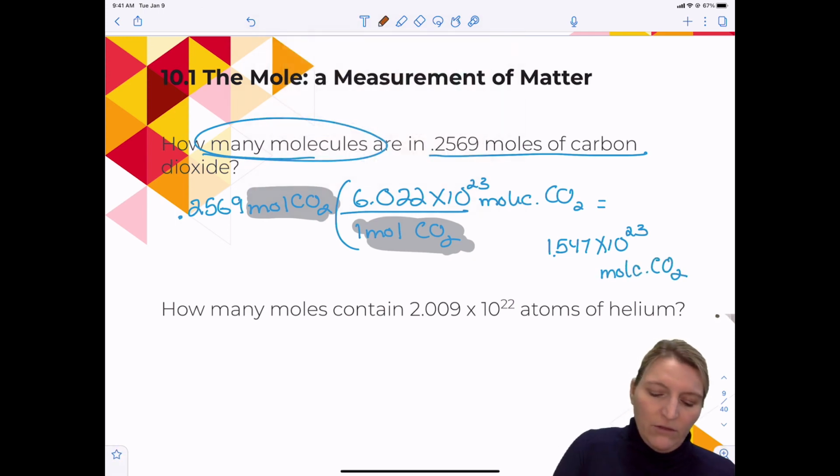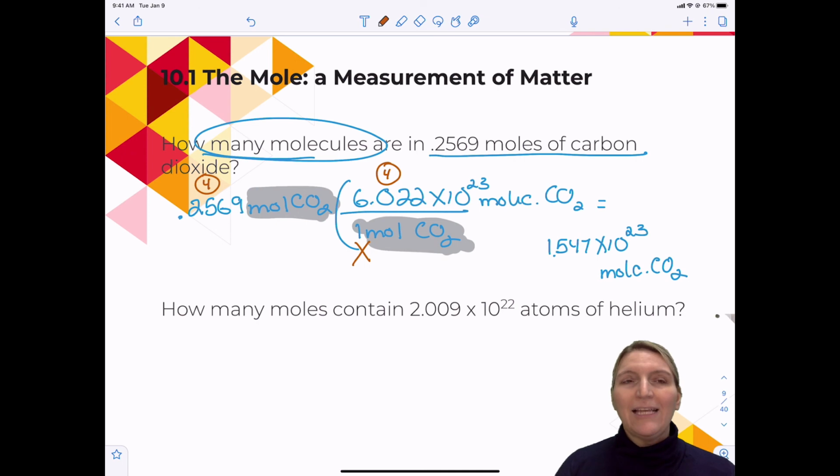4 significant figures here because the number that's given to me has 4. 6.022 has 4. Remember that number 1 is like a counting number. That doesn't count. We have defined 1 mole to be 6.022 times 10 to the 23rd. So therefore my answer just has 4 significant figures because that's the least number of significant figures in the problem.